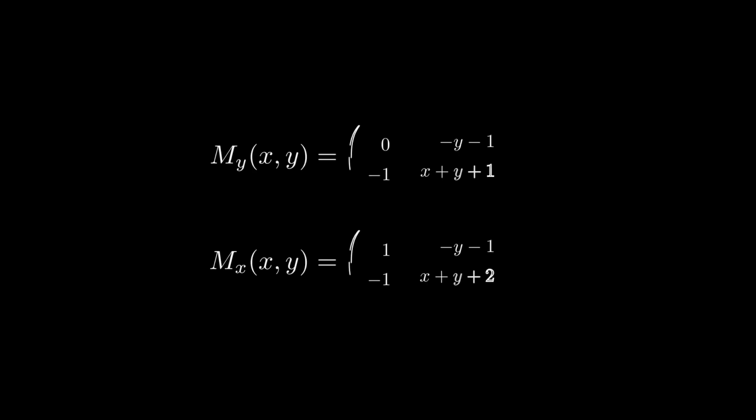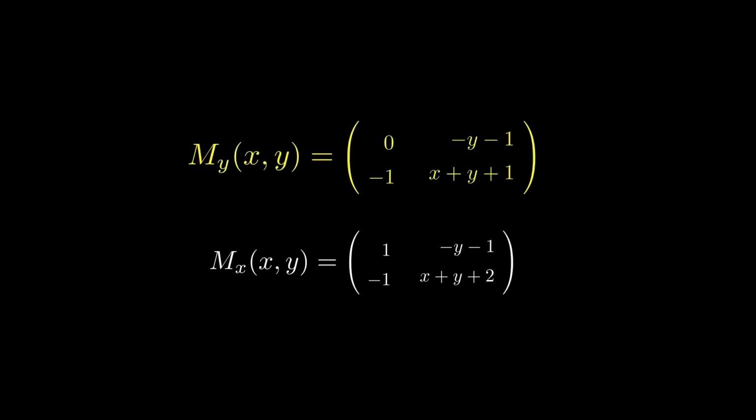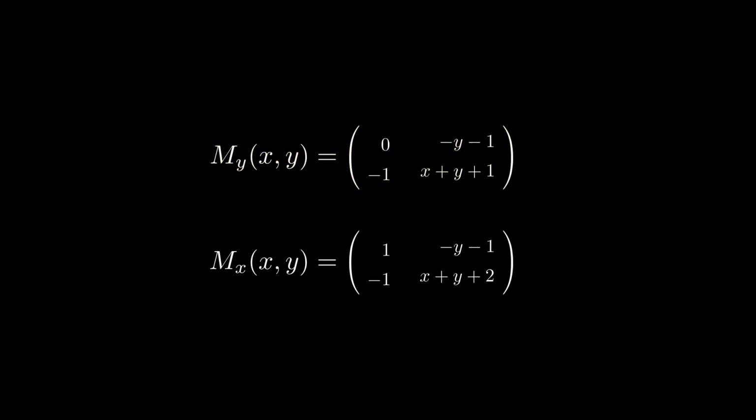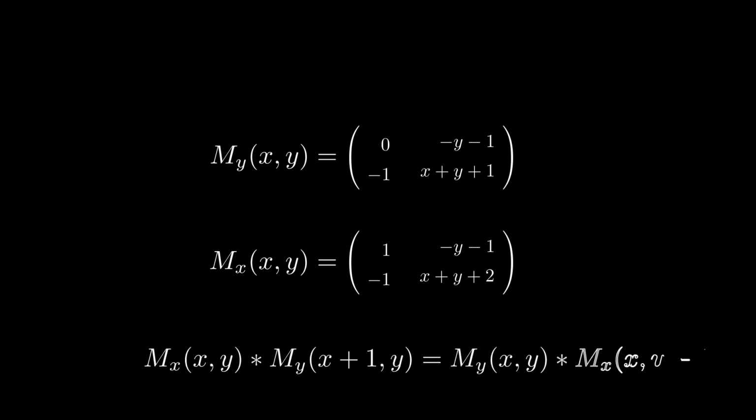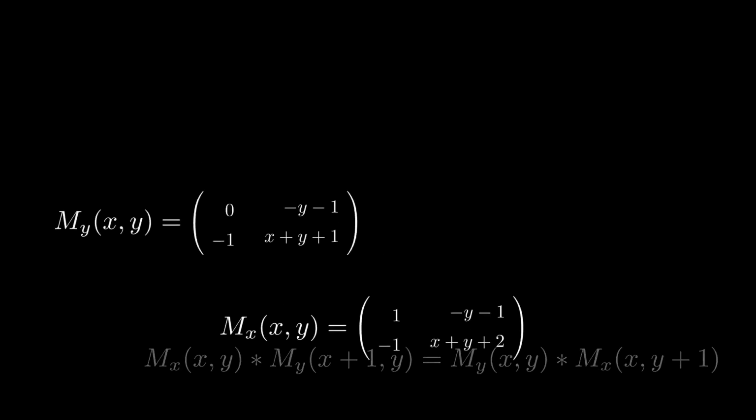So, may I present to you the first example of a conservative matrix field. It is a pair of matrices where each entry depends on x and y. We multiply by mx when moving in the x direction and by my when moving in the y direction. The matrices must satisfy the conservation criterion, which is formally defined like this. Let's see what this means.